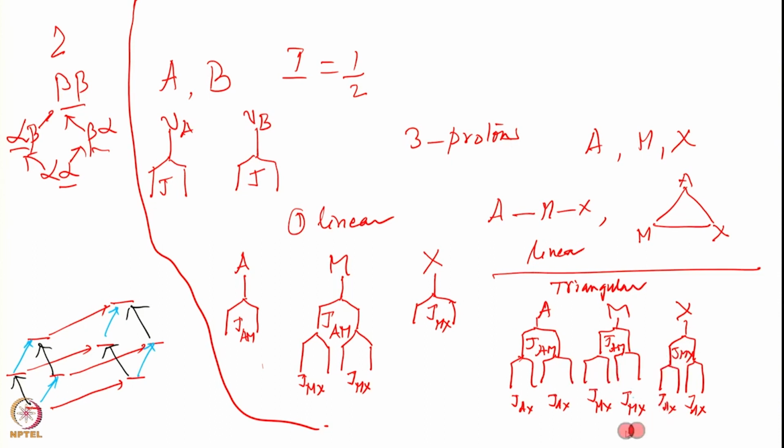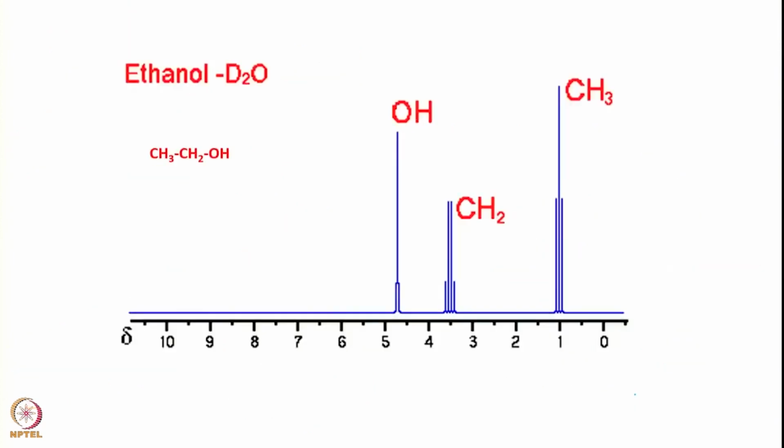And like that, if they are not equal, then of course you will find doublets of doublets. If the 2 couplings are equal, then you will have the central line which is twice the intensity compared to the other ones. Then you will get different intensity patterns, triplet patterns, etc. And that is what is actually seen in the case of this spectrum of alcohol.